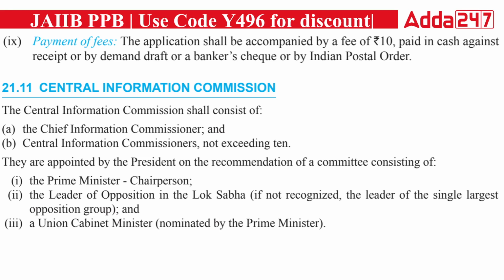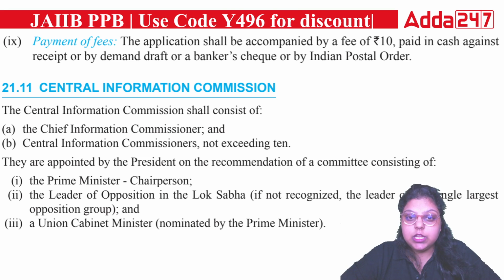Then there is the Central Information Commission that has been created by the central government. So a Chief Information Commissioner will be there and Central Information Commissioners will be there, which should not exceed 10, and they all are appointed by the President on the recommendation of a committee consisting of the Prime Minister as chairperson, the leader of opposition in the Lok Sabha, and a Union Cabinet Minister, who will be nominated by the Prime Minister.